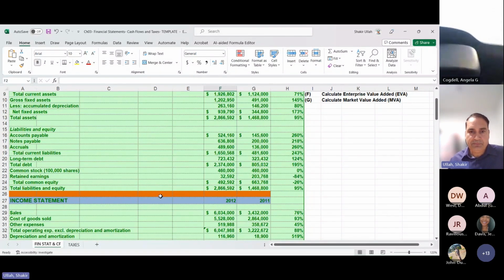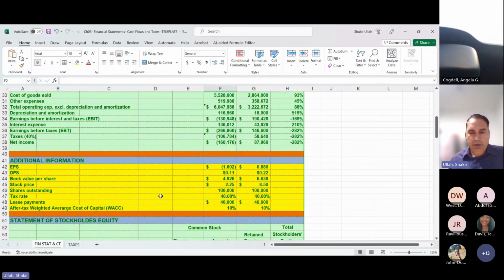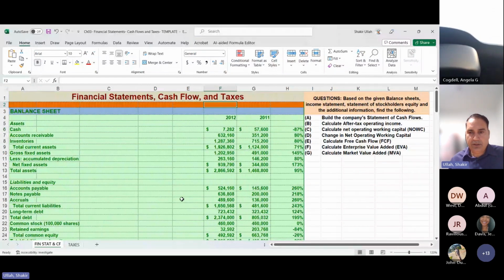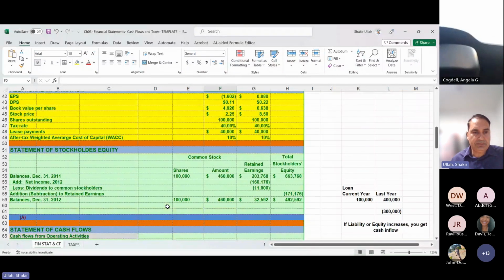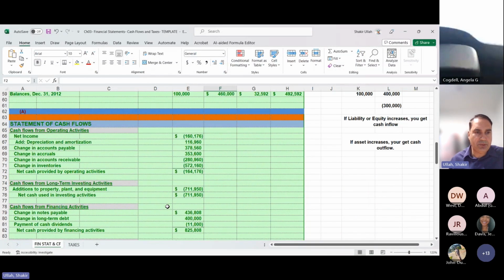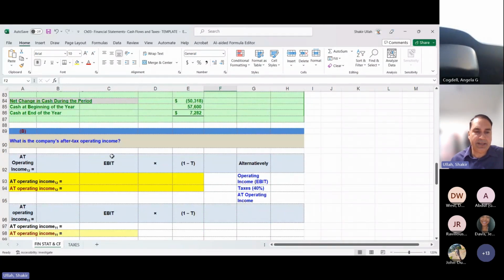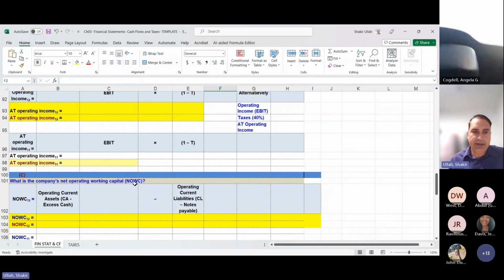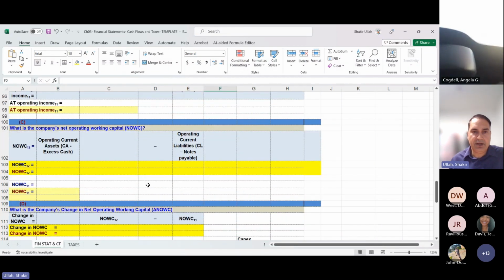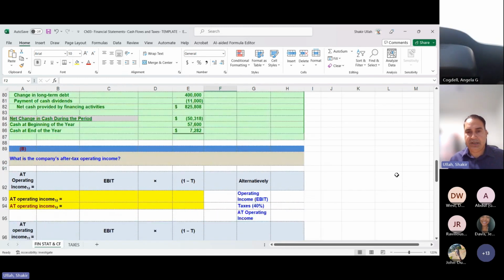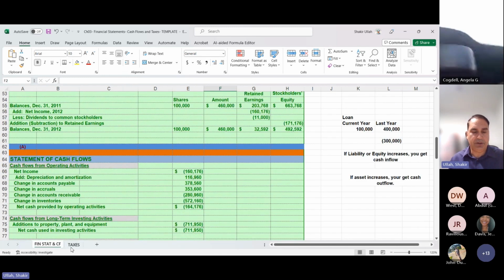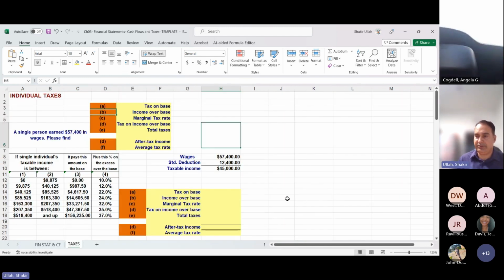Okay, so the next thing we're going to do, and this section, like these other questions for finding the after-tax operating income and net operating working capital, I have covered these in my previous recorded lectures. So if you have any question, I can go over this again. But for now, we're going to skip it, and I will jump on to taxes, which I haven't covered in the previous lectures.